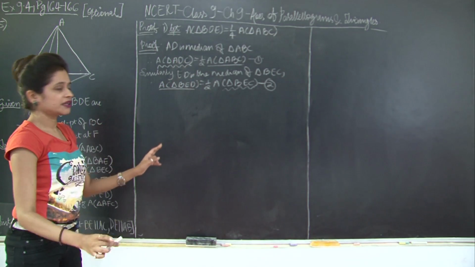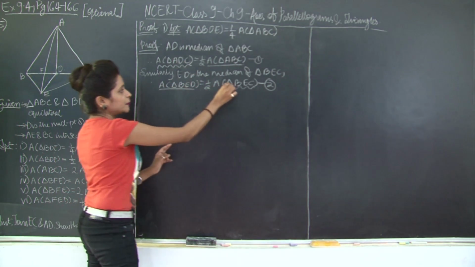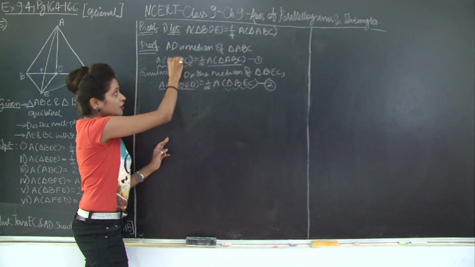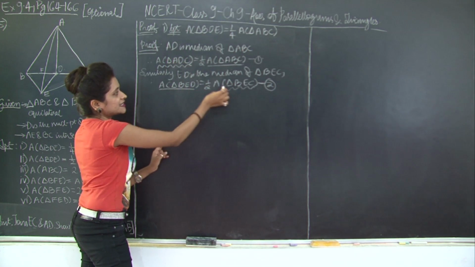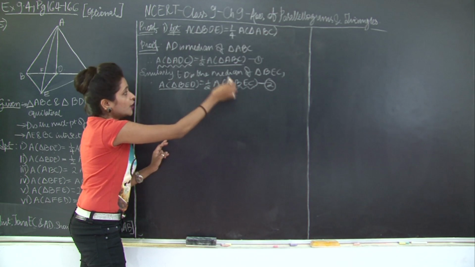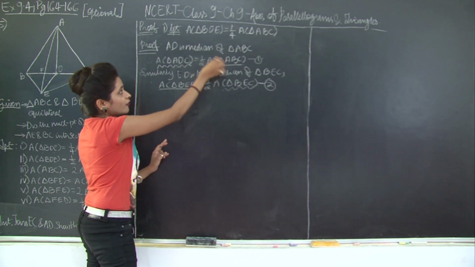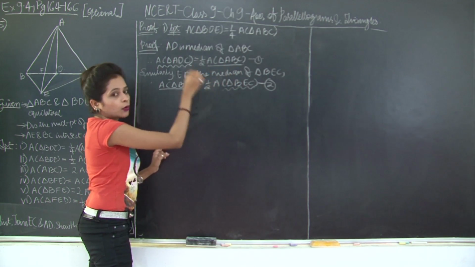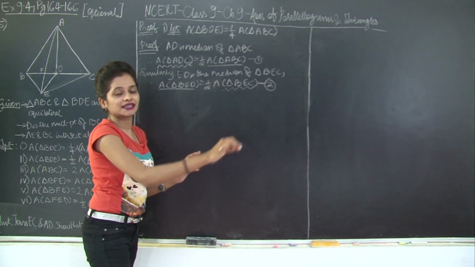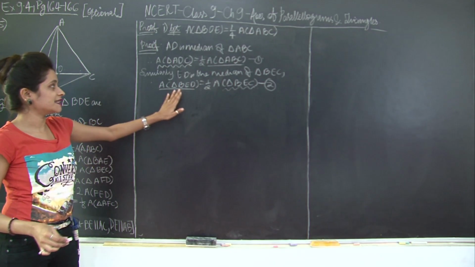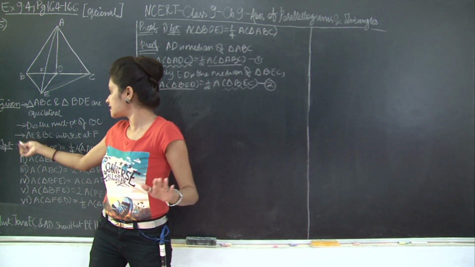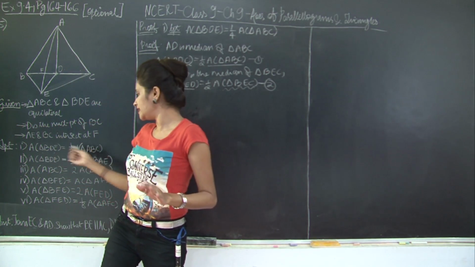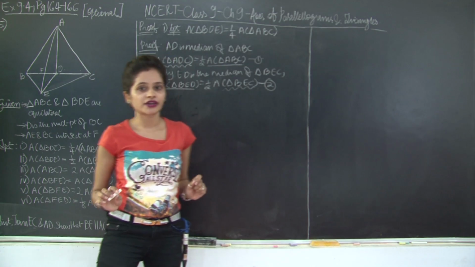Got it? Let me repeat that again for you. If you show that BEC is equal to ADC, you can say that BED is equal to half of ADC, which is what? Half of ABC. So that would become 1/2 into 1/2 ABC. That will become 1/4 ABC. Therefore, we will get what is needed. That is area of triangle BDE or BED is equal to 1/4 area of triangle ABC.